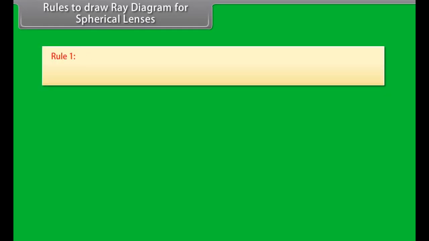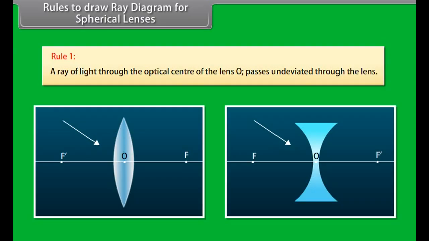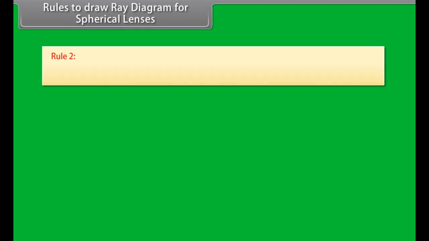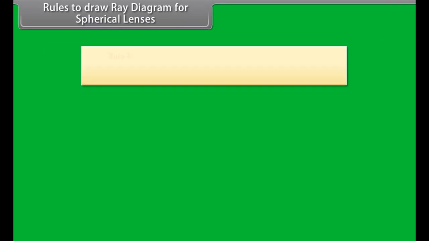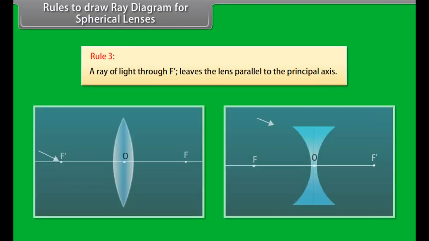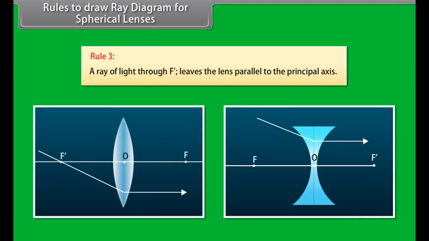Rules to draw ray diagrams for spherical lenses. Rule number 1: a ray of light through the optical center of the lens, O, passes undeviated through the lens. Rule 2: a ray of light parallel to the principal axis passes through F when it leaves the lens. Rule 3: a ray of light through F' leaves the lens parallel to the principal axis.